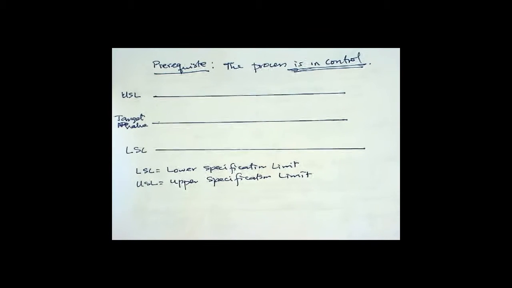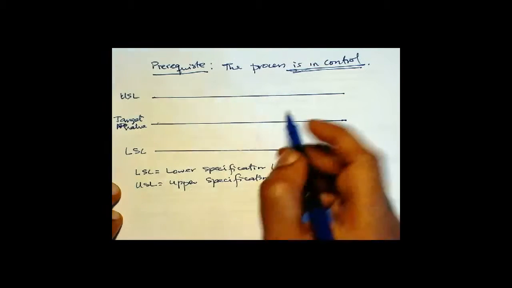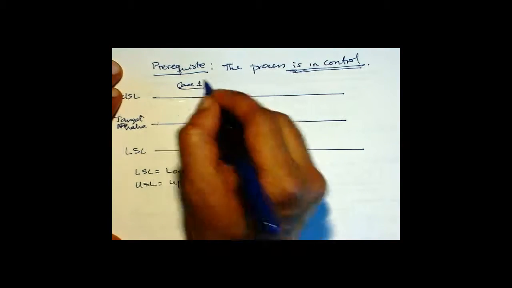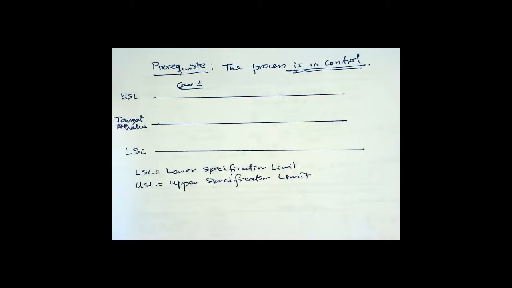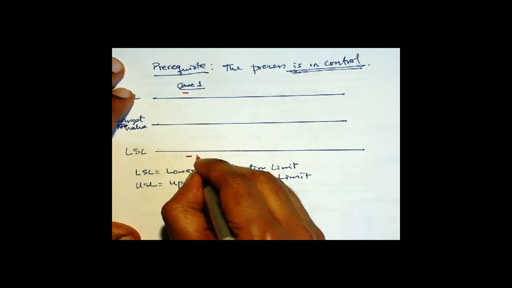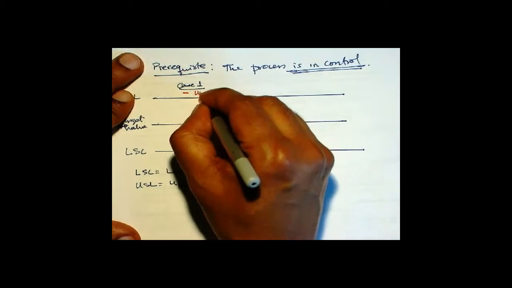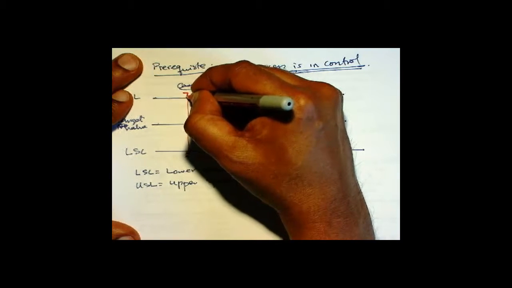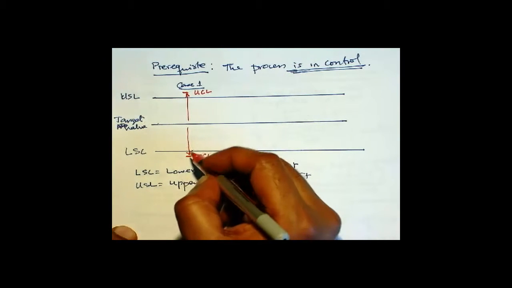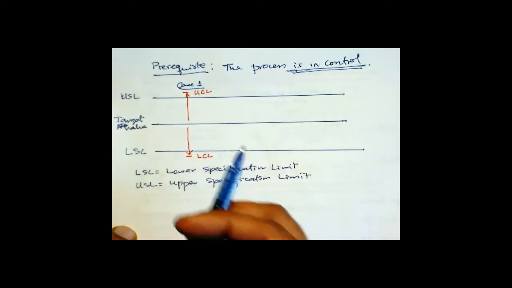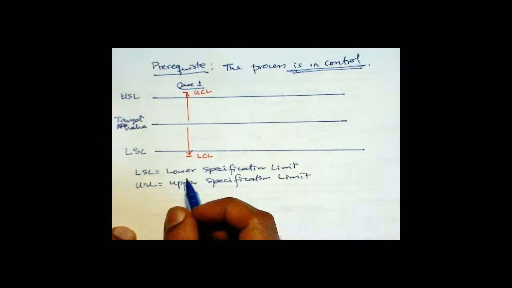Now we have the process that is in control. So let's take case 1. Suppose the process control limits are like that. So this is the lower control limit and that's the upper control limit. So which means when the process is operating properly, some of the parts will fall outside the allowed tolerance limits. So we cannot say that the process is capable of meeting the specification limits.